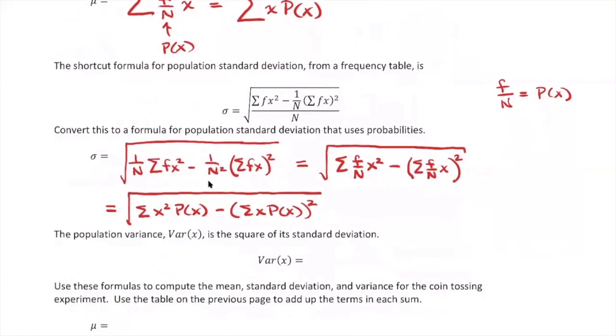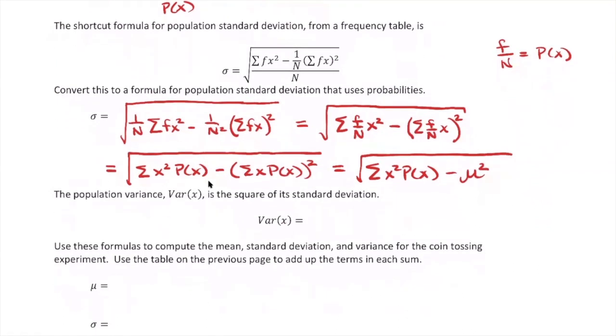So I can say, oh, this is the square root of the sum of x squared P of x minus the sum of x P of x, that's the mean up above, squared. So that's going to be the formula for the standard deviation of a probability distribution. And I've mentioned in passing that variance is just the square of the standard deviation. So the variance of x is sigma squared.